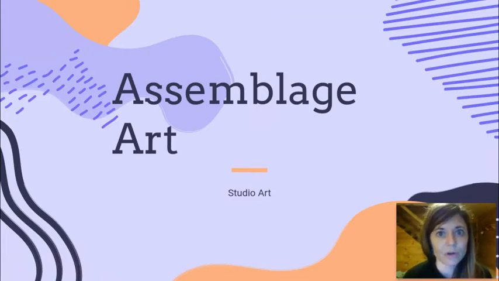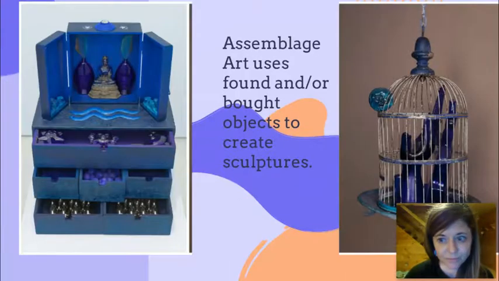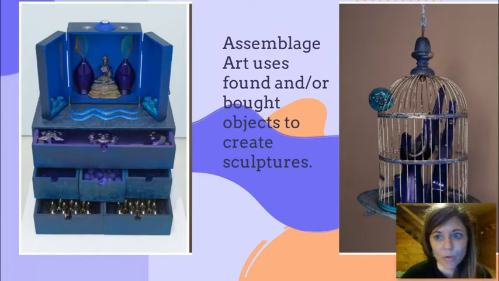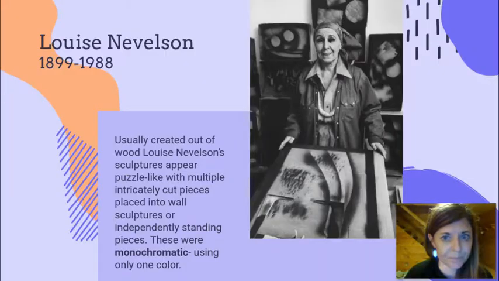Okay, so we're going to start a new unit about assemblage art. Assemblage art uses found and or bought objects to create sculptures. So people either buy stuff at the store that they like, go to thrift shops, get some unique items, or just walk around, pick stuff up, okay? And then they put it all together in a sculpture.